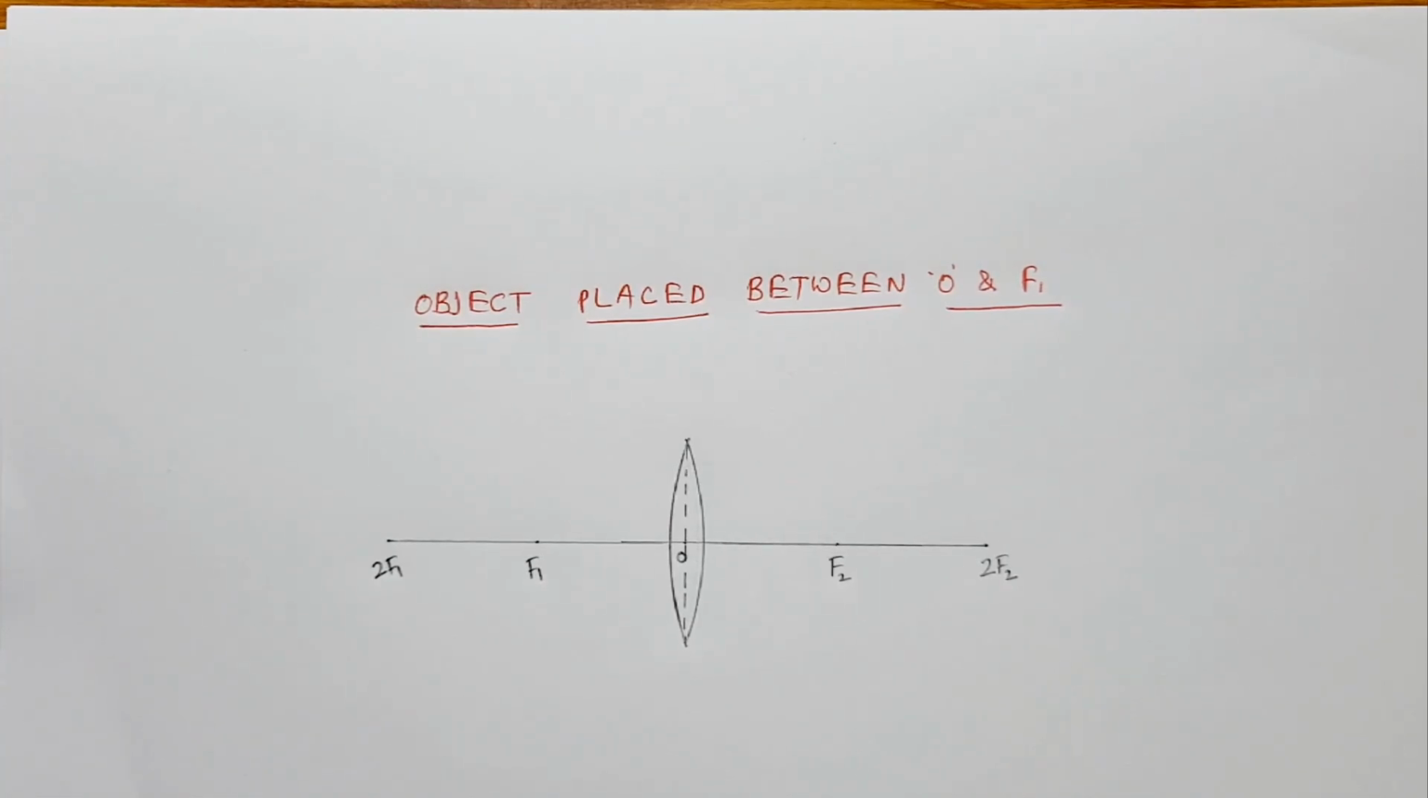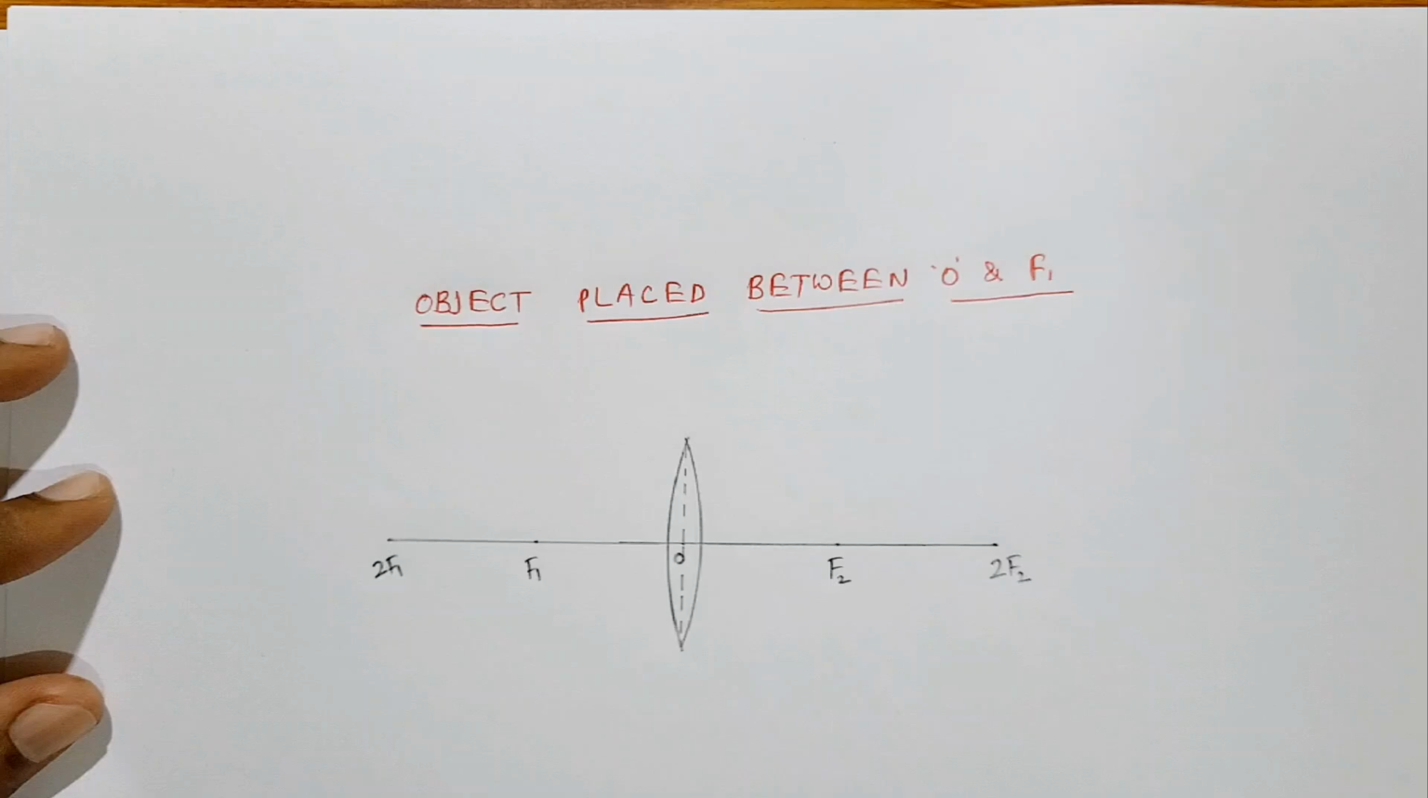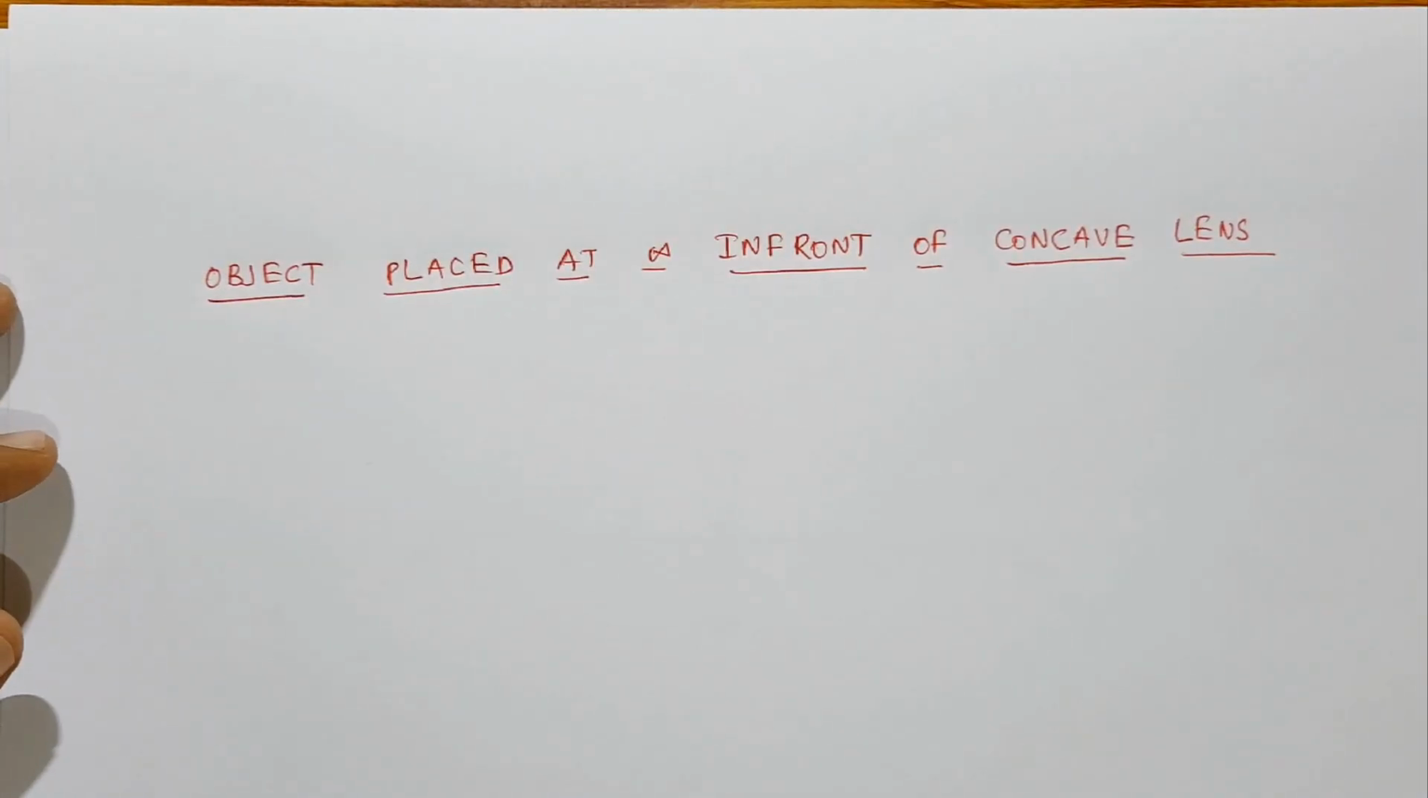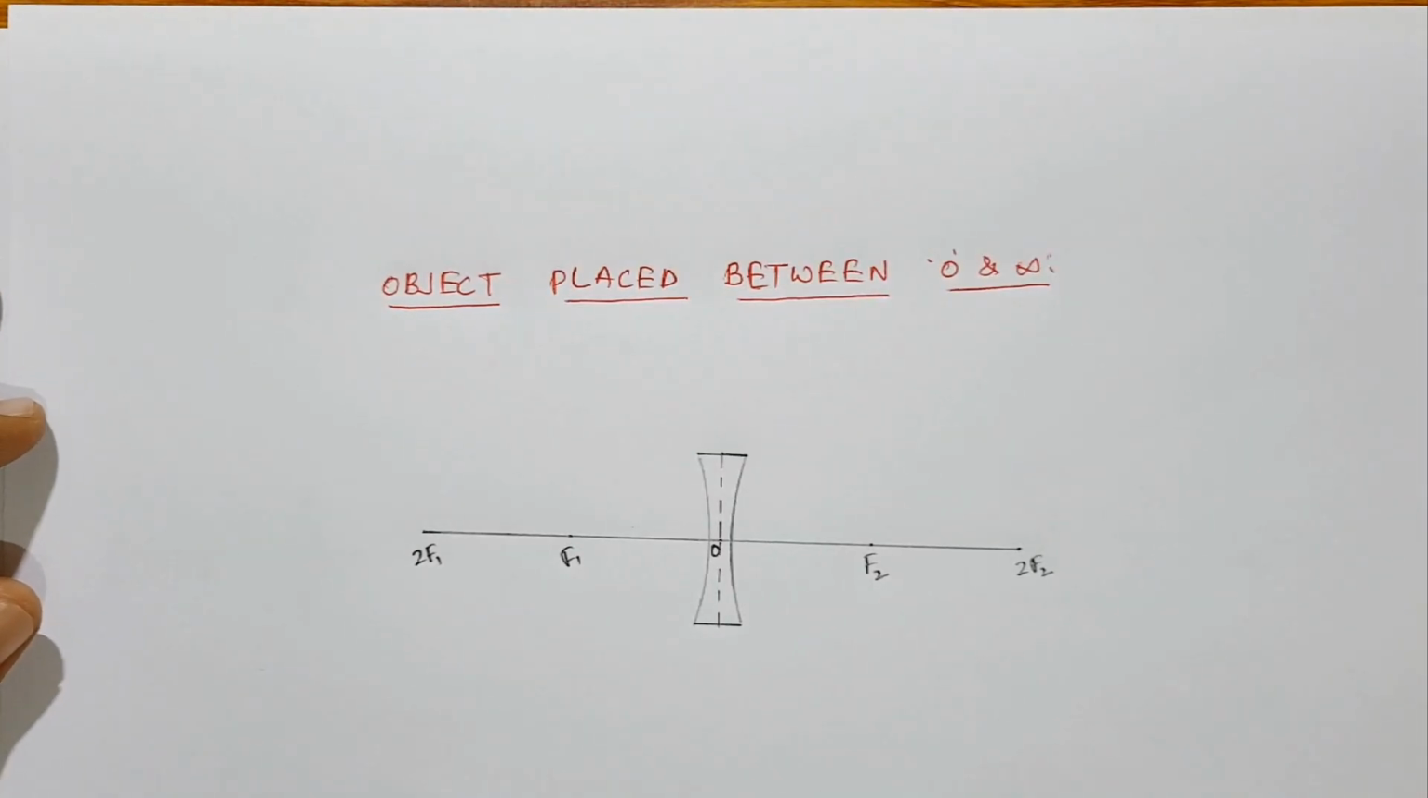All these things we will study, and we will also study how to form the image by a concave lens when the object is placed at infinity, and when the object is placed between infinity and optical center in front of a concave lens. And we will also try to take the image characteristics of each case, and prove that the image characteristics which are given in the textbooks can originally be derived by drawing the ray diagrams.